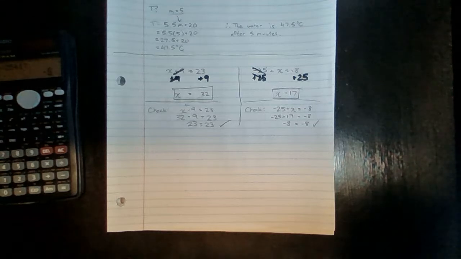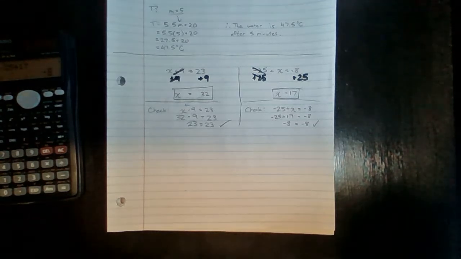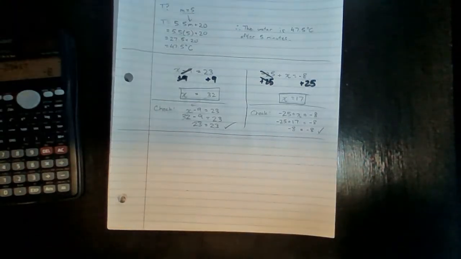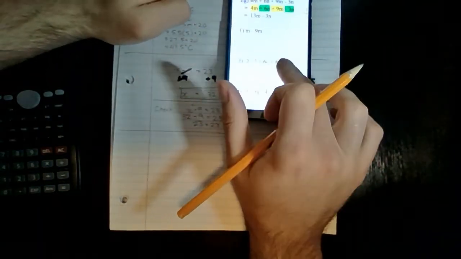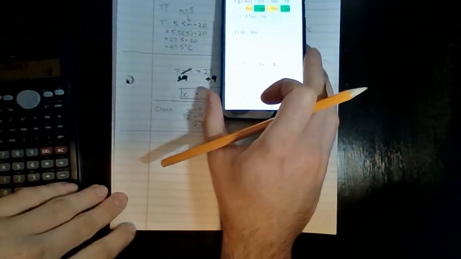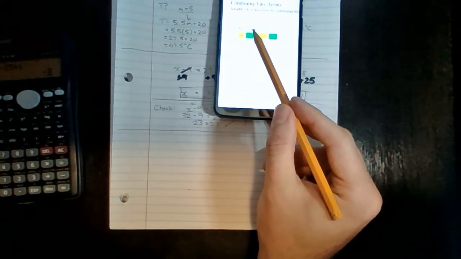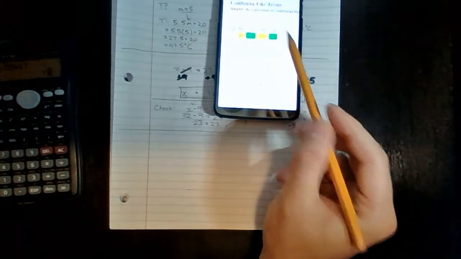So the third topic was combining like terms. And this sheet looked like this. And I tried to use colors to explain it a little bit, but I'll go over it with you as well here. So we might be asked to simplify expressions like this. So we have 4m plus 6n plus 9m minus 3n.